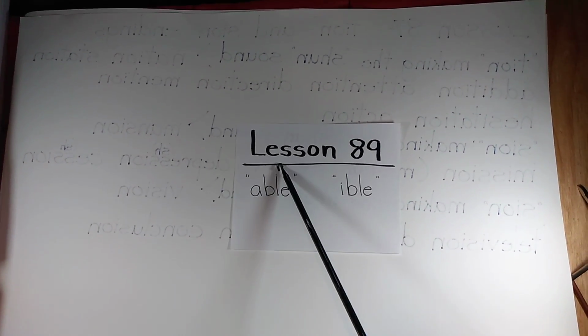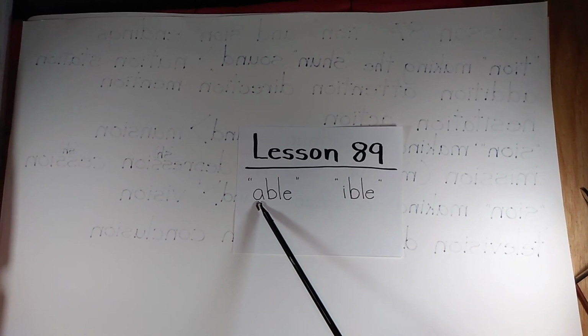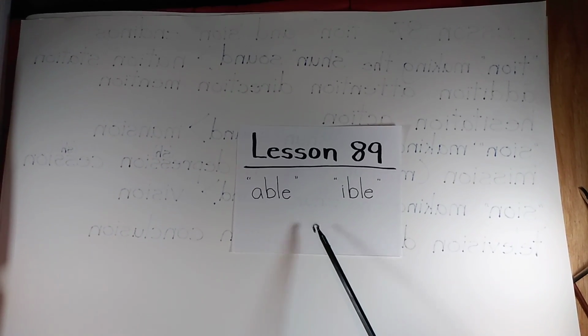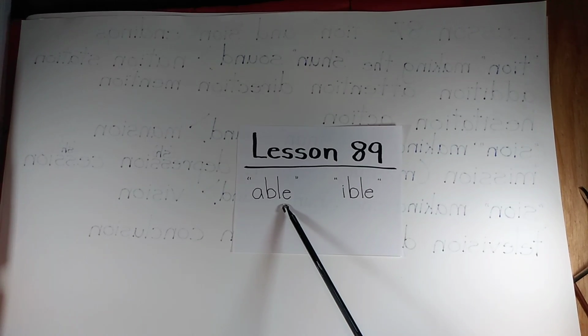This is Jay Teaches Reading for All, Lesson 89, in which we'll be looking at word endings able, ible, both pronounced able. And interestingly enough, these endings often do carry the meaning of able, able to do something, which we'll reference later.